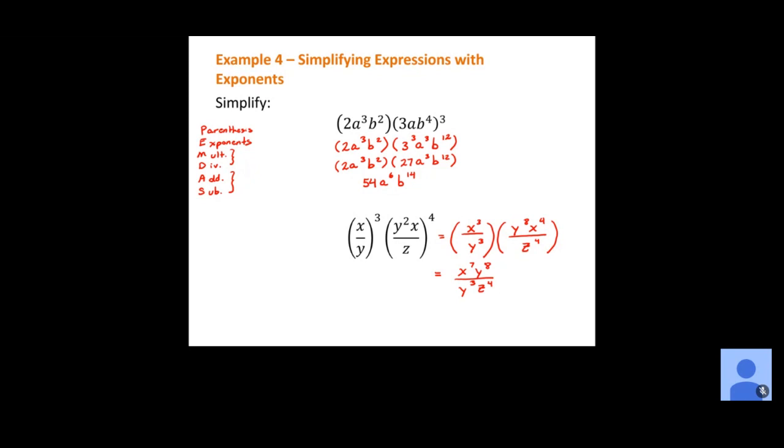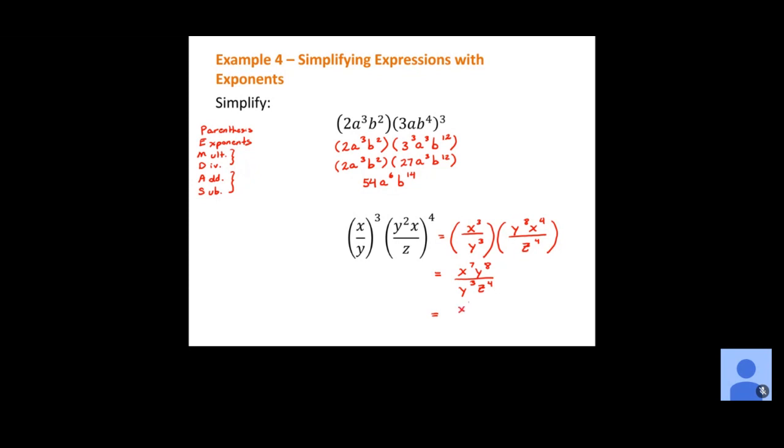All right. Now, in this case, we can actually simplify this a little bit more because we still have a y term in the numerator and a y term in the denominator. So what can we do with those now? Subtract, right? So we subtract the exponents because we have a division this time. And so what are we going to end up with for our y? It's going to be y to the 5th power.